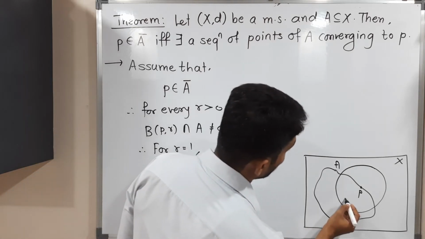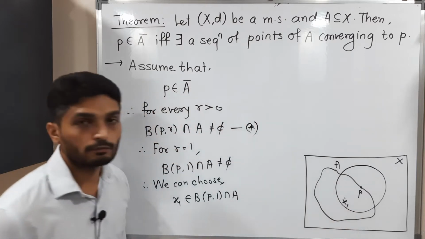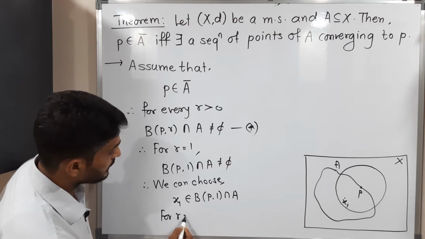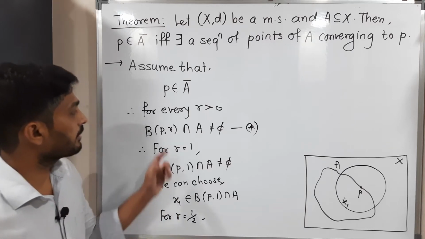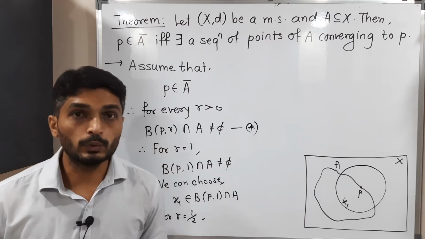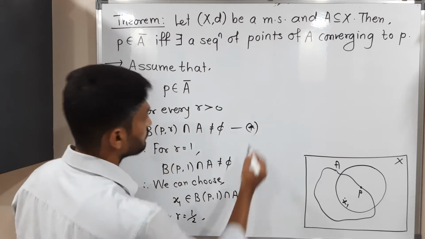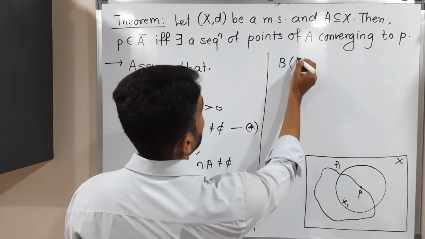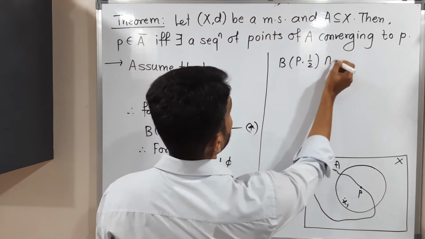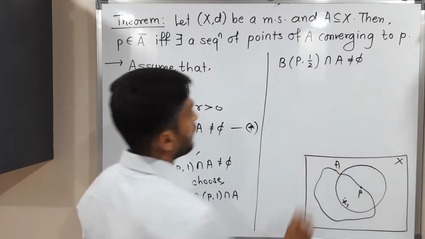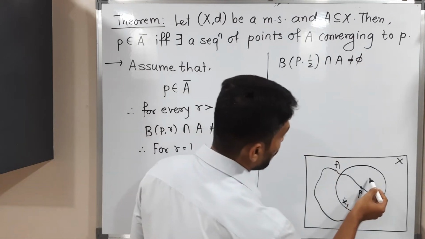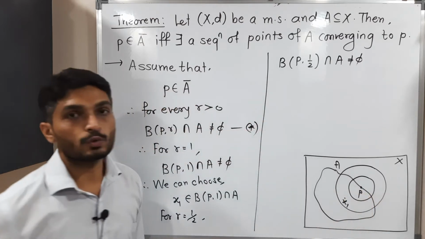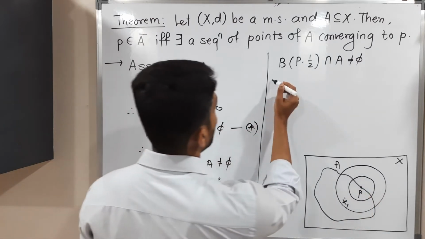I will show you here. So this is x1, one point I have taken from the intersection. See, for r is equal to half, if I take r is equal to 1 by 2, then from star, what can I write? B(P, 1/2) intersection A is not equal to phi. That means if we draw an open ball around P with radius half, then again the intersection is not equal to phi. So again we can choose.